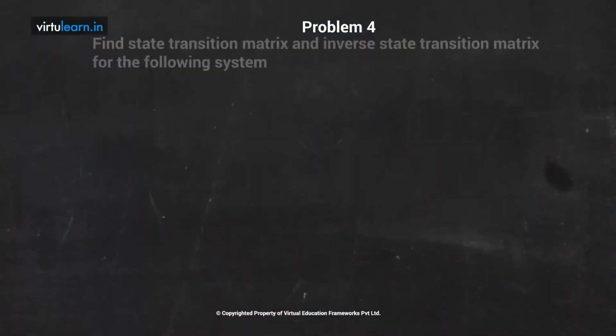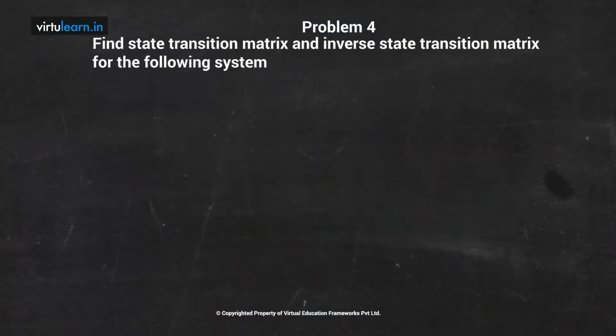Another problem where we need to find the state transition matrix and inverse state transition matrix. Do you know what is meant by the state transition matrix? With the state transition matrix, any initial state vector can be transferred into the final values. If x of t is phi of t times x of 0, then x of 0 is the initial state vector, which can be transferred into x of t, the final state vector, using the matrix phi of t, which is called the state transition matrix or STM.